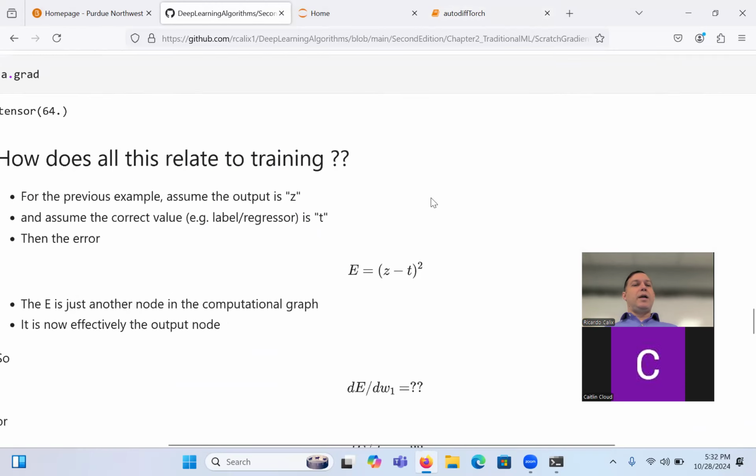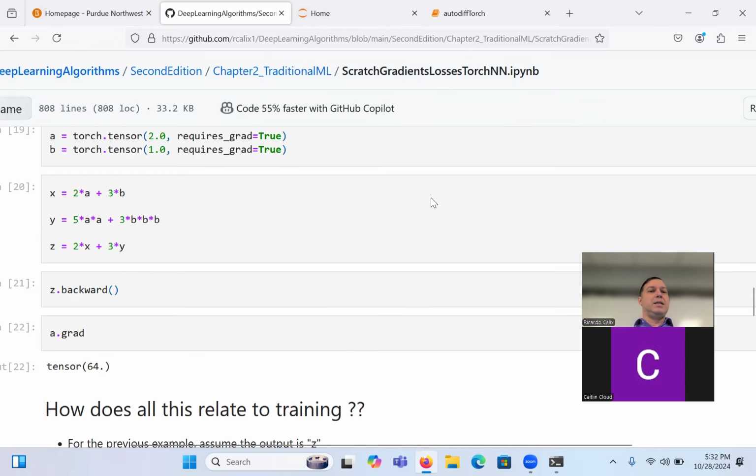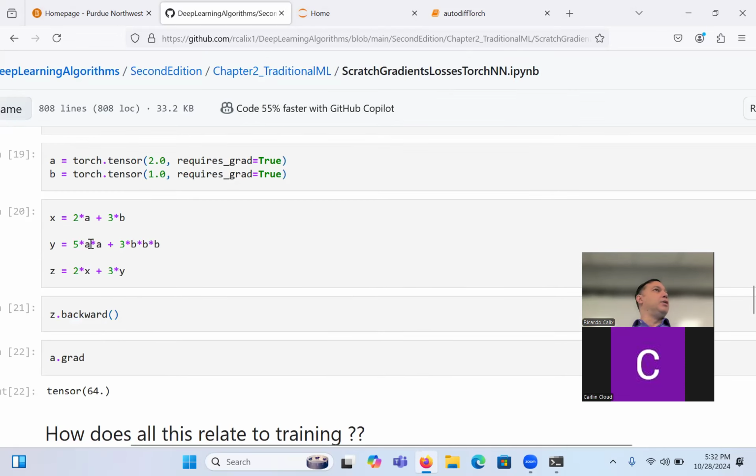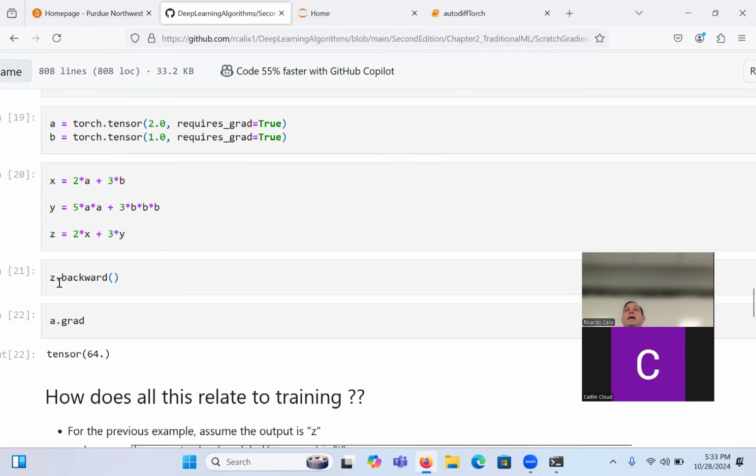So the question you want to ask yourself now, as you can see in my slides, is how does all this relate to training? For the previous example, assume the output is Z. We know it's a model that we're training. We give it some data and we predict Z over here, but actually that's not where it ends.